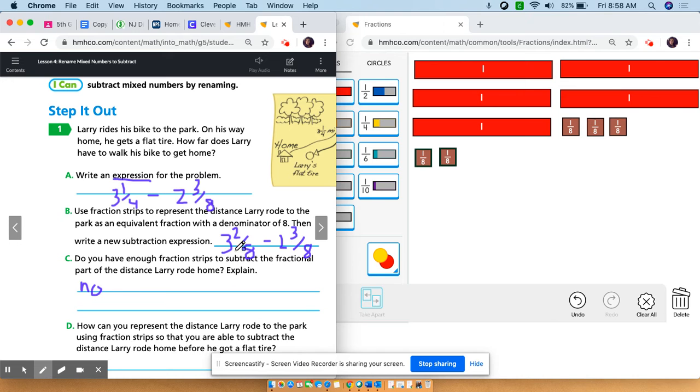So you could say no, 2/8 is less than... Oh, sorry, I was supposed to say yes. 2/8 is less than 3/8.